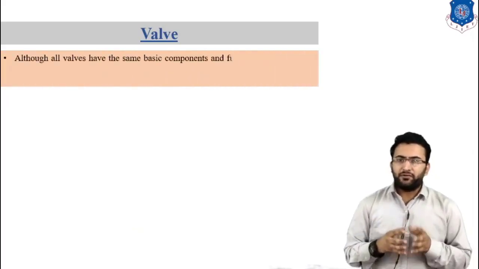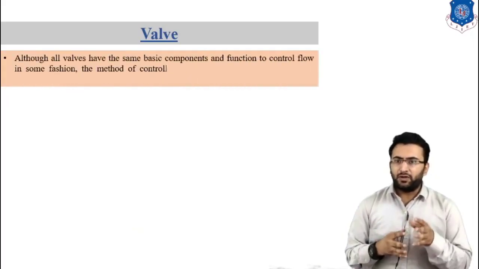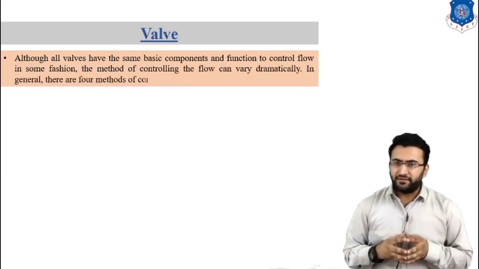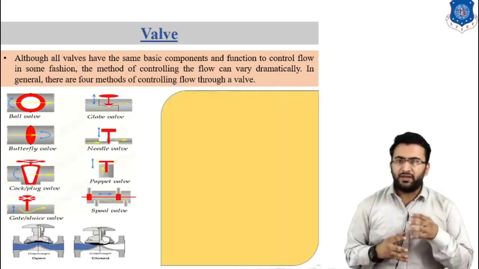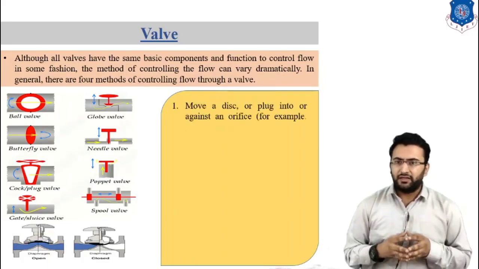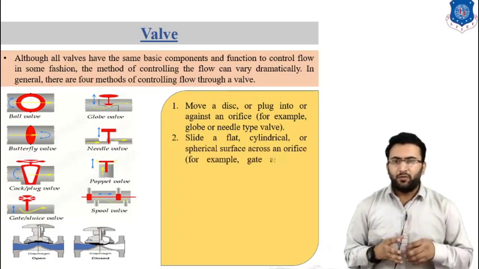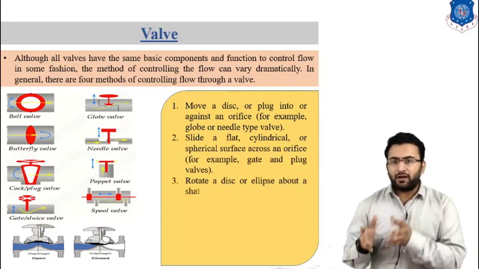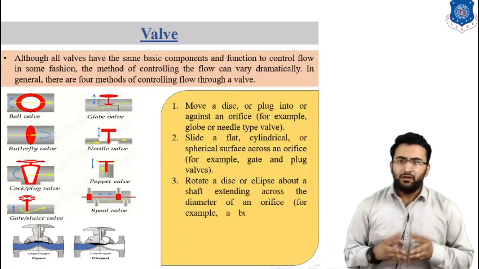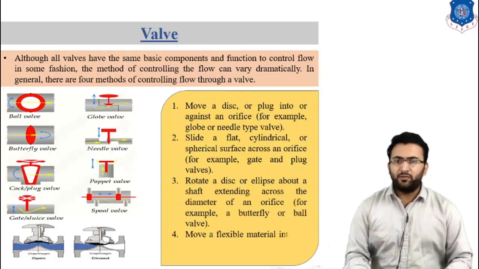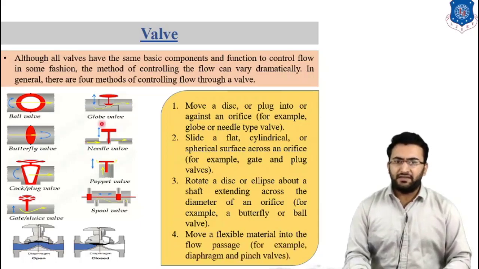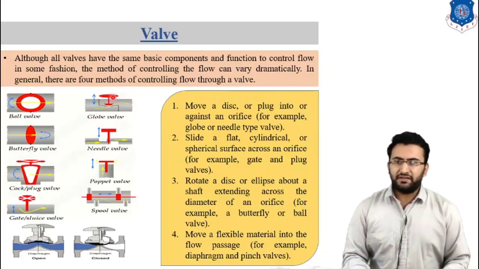Although all valves have the same basic components and function to control the flow in some fashion, the method of controlling flow can change dramatically. In general, there are four methods of controlling flow through the valve. First is moving a disc or plug into or against the orifice, for example, globe valve or needle valve. In these, a disc or plug moves against or into the orifice.